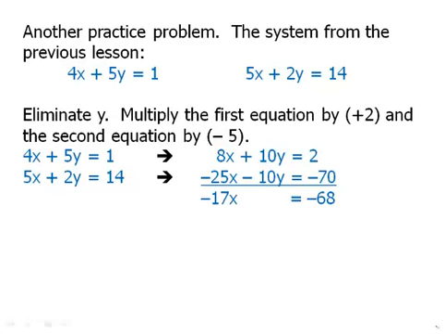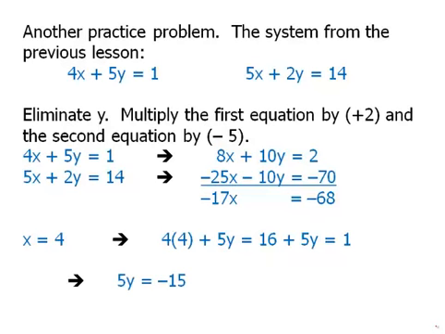I get negative 17x equals negative 68. Well, here it's good to know that 68 is 17 times 4. So when we divide negative 68 by negative 17, we get positive 4. Now I can plug that into either equation. I'll plug it into the first equation and get 16 plus 5y equals 1. Subtract 16 from both sides, 5y equals negative 15, y equals negative 3. And so the solution to that system is very simply x equals positive 4, y equals negative 3.